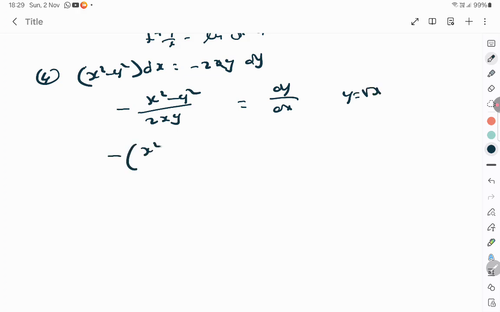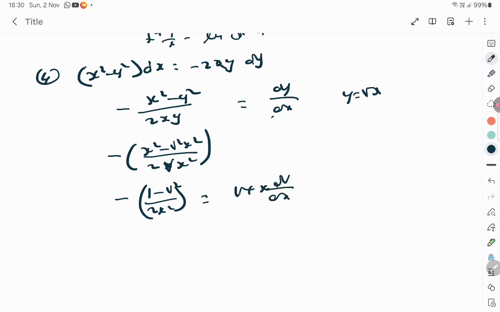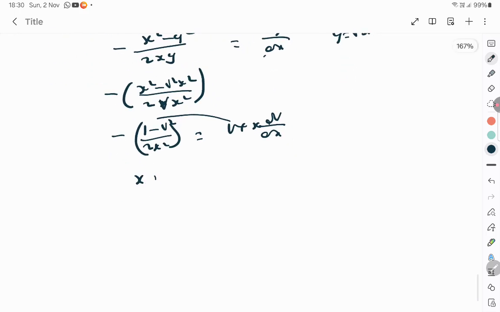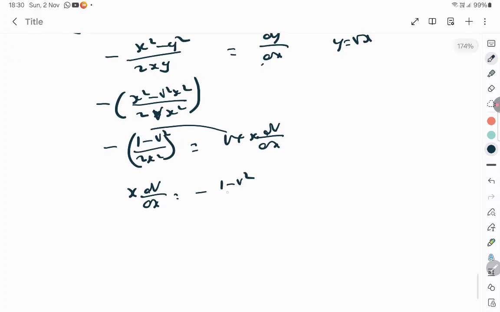So this will become x square minus v square x square by 2x vx square. So what will happen? X square can completely be cancelled, become 1 minus v square by 2x square. It will equal to, this is what, v plus x into dv by dx. Now v can be taken to the other side. Let's write x into dv by dx here, and let's write this minus 1 minus v square by 2x square.